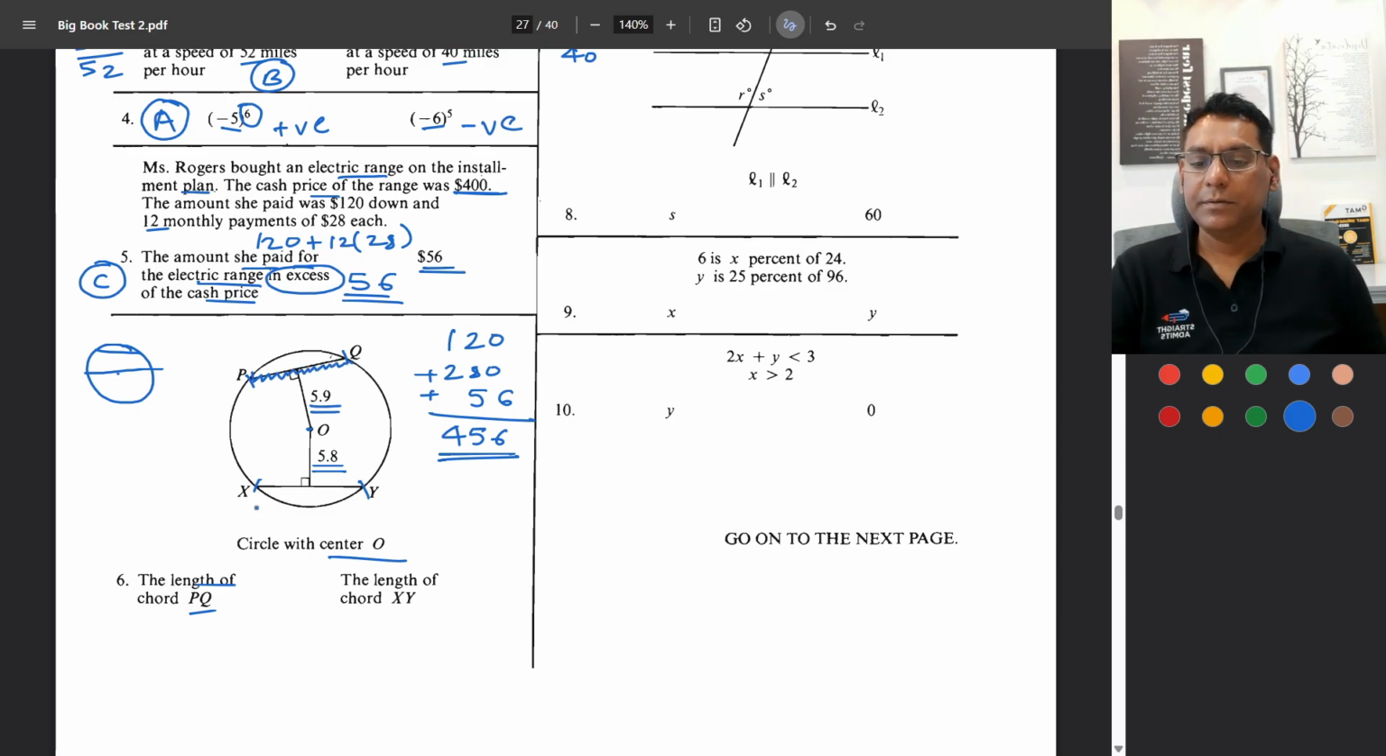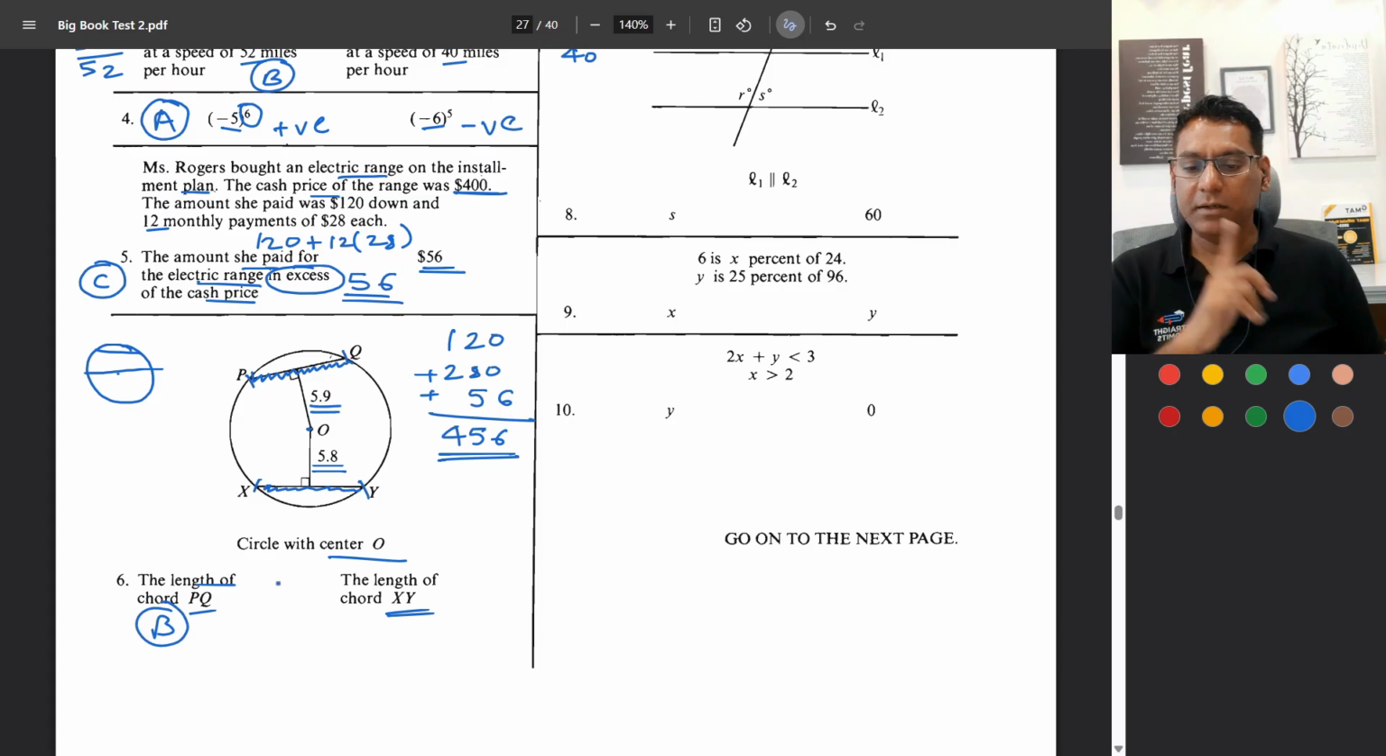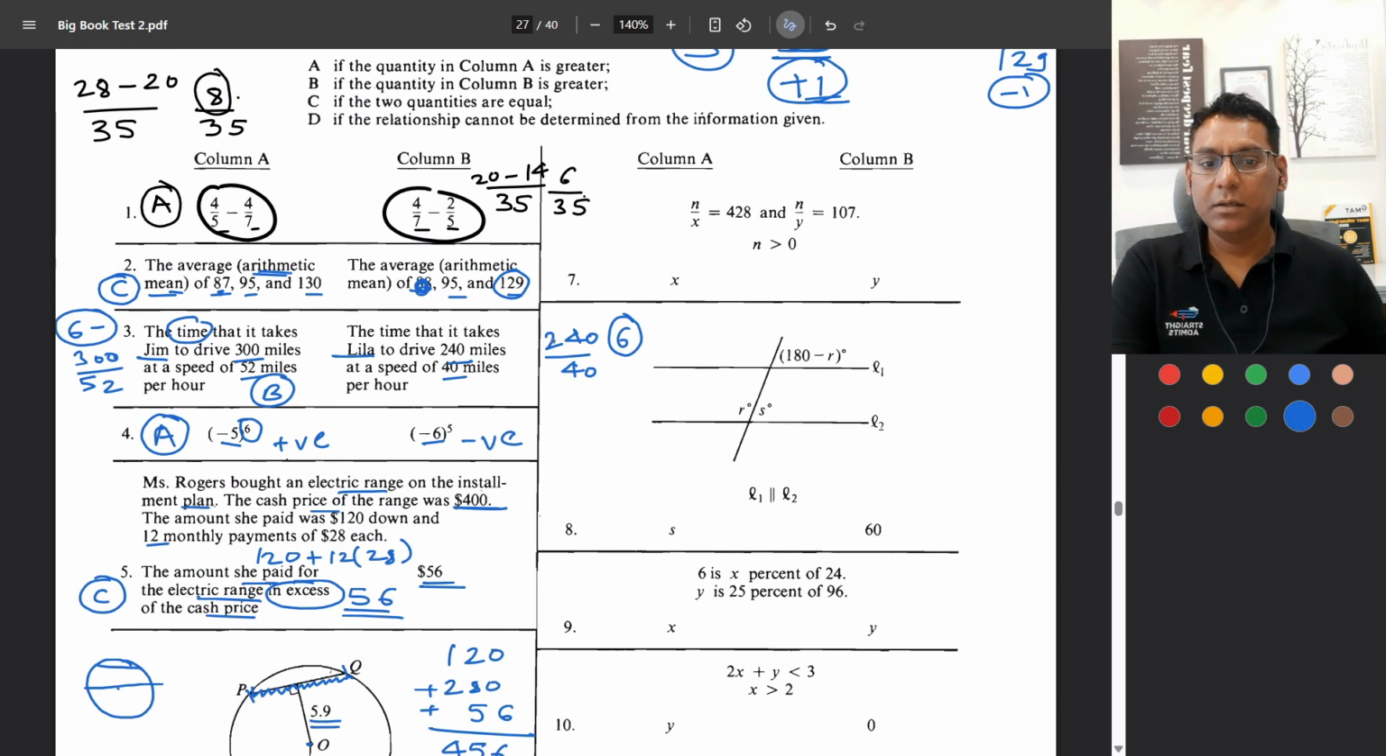right? This chord is bigger. So XY is bigger, B is bigger. The answer choice is going to be B. Correct. Okay, let's look at question 7.